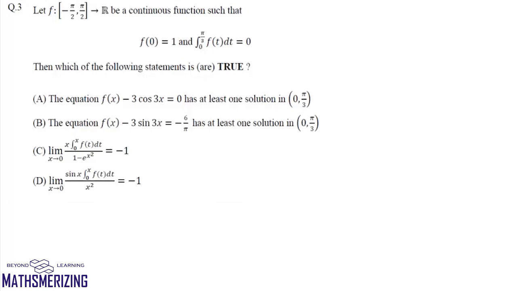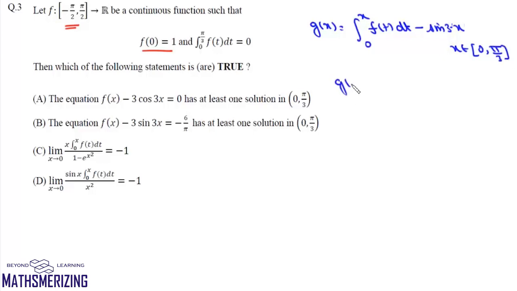Now the question is, we are given this function f defined from −π/2 to +π/2, and f(0) is 1, and the integral from 0 to π/3 of f(t) dt is 0. Now which of the following options is or are correct? Now what we'll do is, we'll assume a function g(x), which is the integral from 0 to x of f(t) dt minus sin 3x, in the interval x belongs to 0 to π/3.